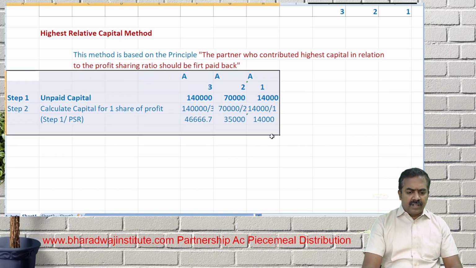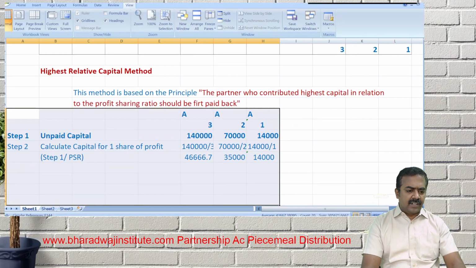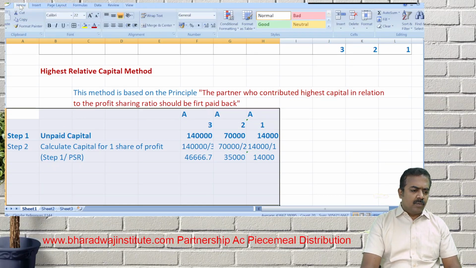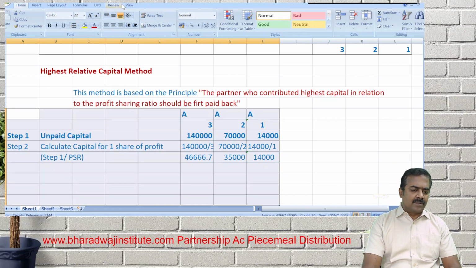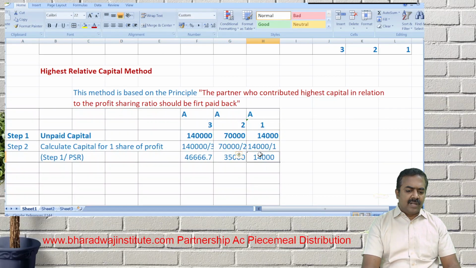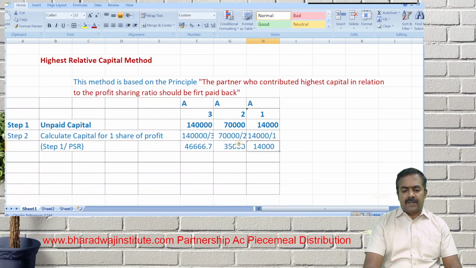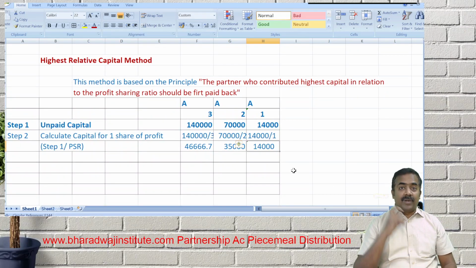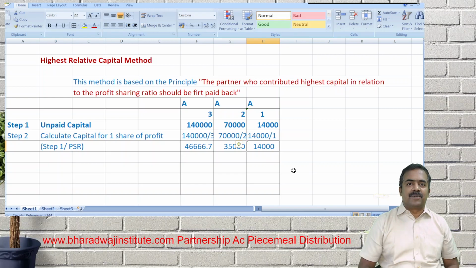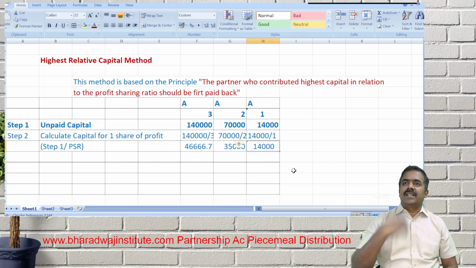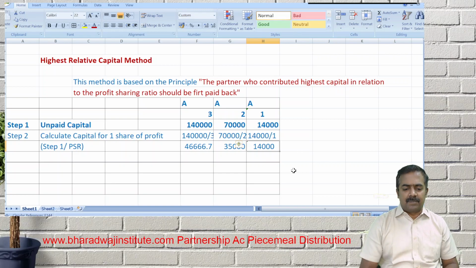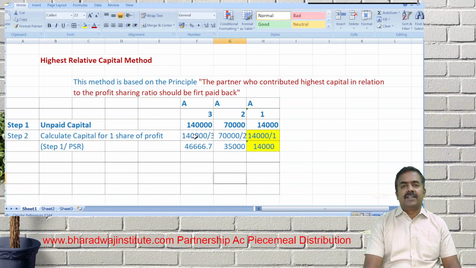Now, for calculating surplus, pay attention. For calculating surplus, will you take the lowest capital and work out, or the highest capital and work out? If you take the lowest capital and work out, you will get the others' surplus. Take the lowest and see the others, then you will get the surplus. So who contributed the lowest per share of profit? The third partner contributed the lowest.